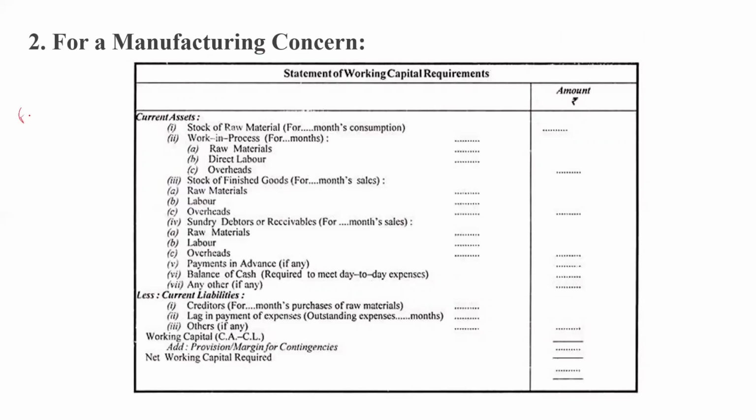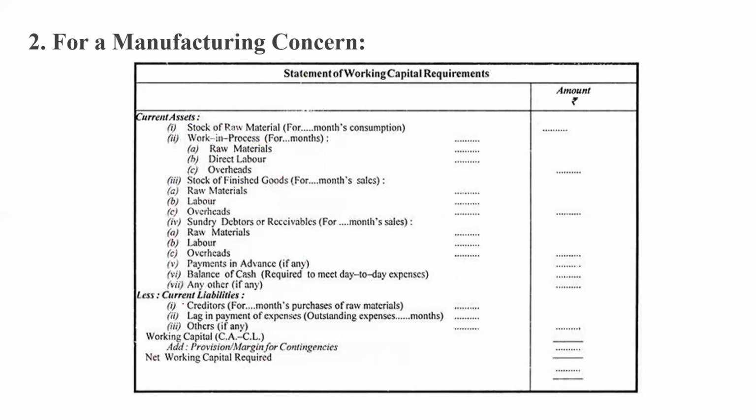A core manufacturing concern has its factory premises as well. In the case of factory premises, you have many kinds of stocks, so you have to take into account the different values of different kinds of stocks. That's why their performa is different. So here is the performa. Current assets include stock of raw material, work in progress, further divided into three parts, stock of finished goods, raw material, labor, overheads, and so on. All these things are calculated on the basis of already defined formulas.